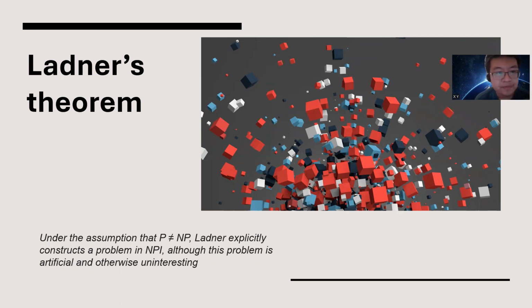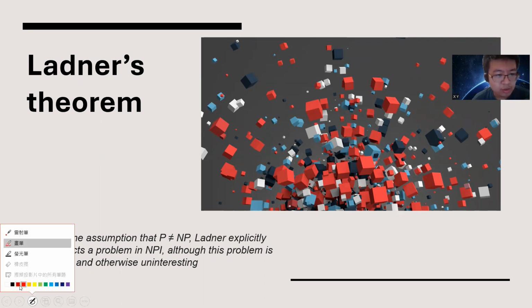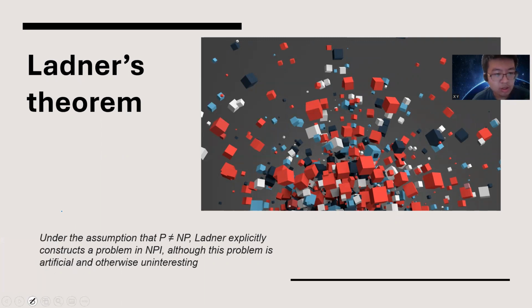I want to talk about Ladner's theorem in this video. This video will use the exponential time hypothesis to prove Ladner's theorem; in a future video I will directly prove this theorem. Because most people believe that P is not equal to NP, there's a bold conjecture that whatever problem is not in P may be NP complete.